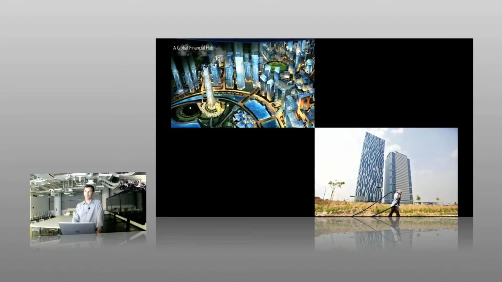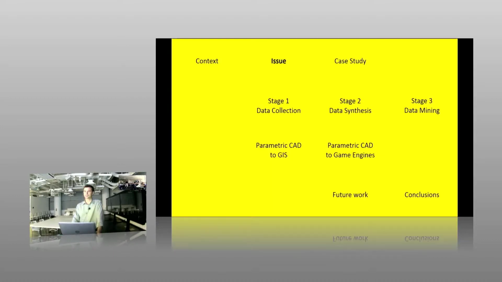So the image on the top left is the plan for the city. The image on the bottom right is the current situation. 2 towers are being built, and there's some construction going on. But I think if you come back in 10 years' time, there probably will be a large city there. So this is just a one-off example, and there are the same kind of things happening in China and in all the parts of Asia.